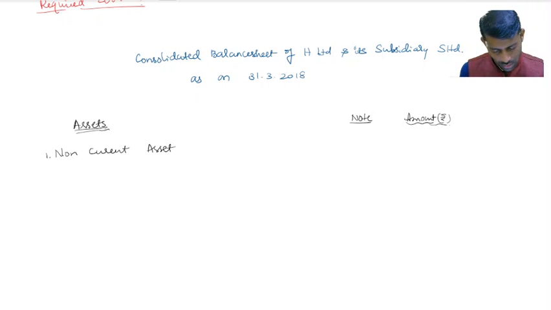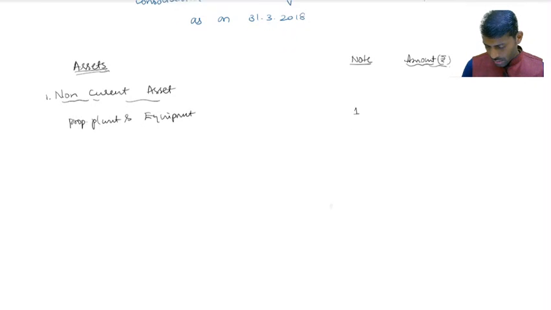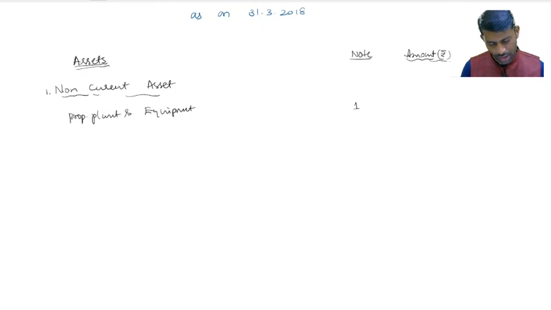Property, plant and equipment. Relating to non-current assets, no adjustments are given, so you can take it directly. Property, plant and equipment: we have the machinery split. Let's give the split in note number 1.